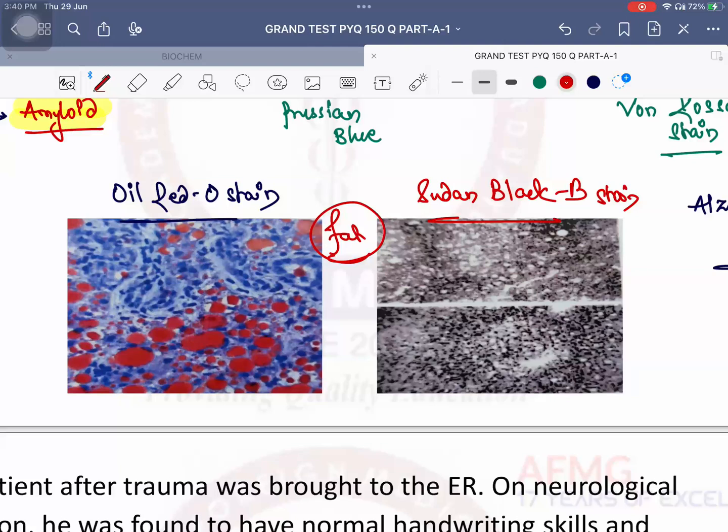तो ये कोई नहीं पूछने वाला कि fat black stain हो रहा है, क्योंकि नाम में है उसके. वो किसके लिए यूज होता है ये पूछा जाएगा. Which is the best stain for fat? So answer should be Sudan black B usually, followed by oil red O. No issues till here, anybody? Chalo. Moving further. Question number 30.